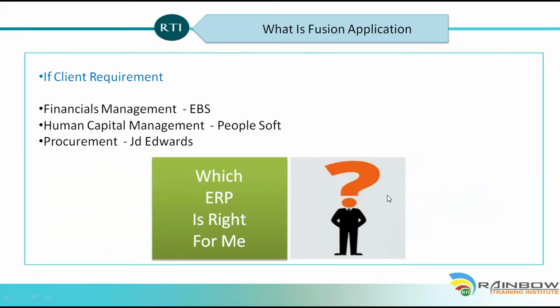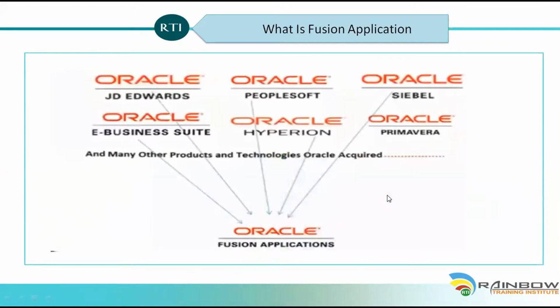But coming to the Fusion application, Oracle has acquired different ERP products. Previously JD Edwards was a separate solution; right now it is an Oracle product, Oracle JD Edwards, and likewise Oracle PeopleSoft, Oracle Siebel, and EBS. Hyperion is a reporting tool, and we have Primavera for PPM projects. They acquired different ERP products and different reporting tools, and many more.